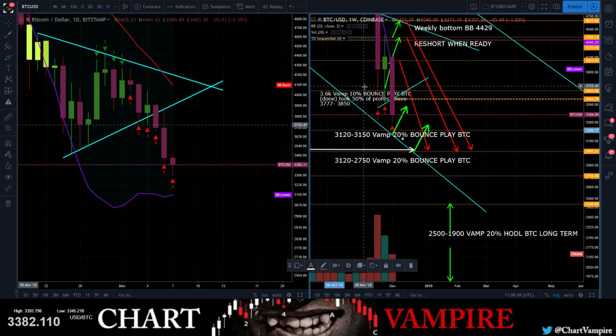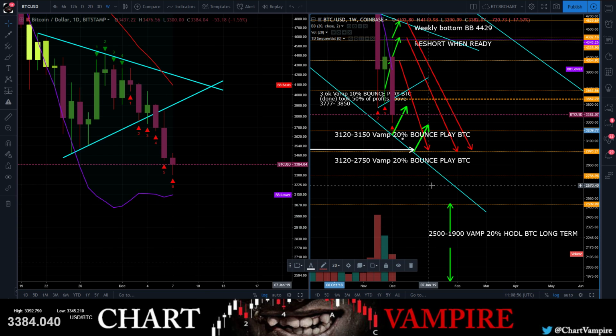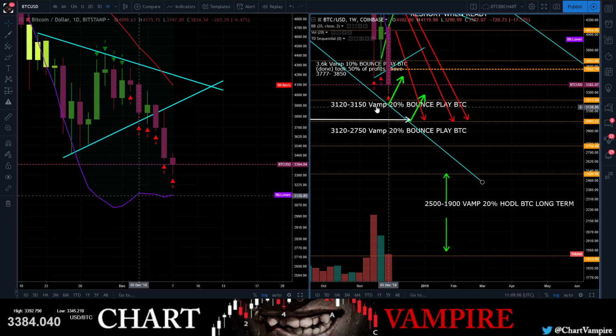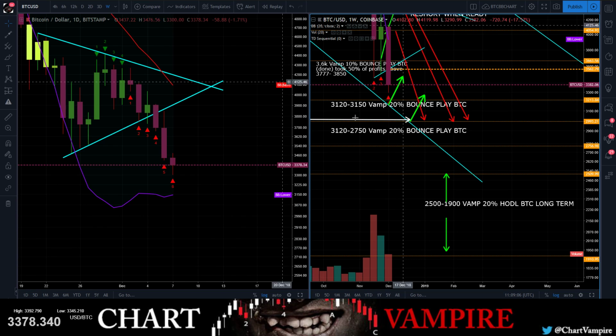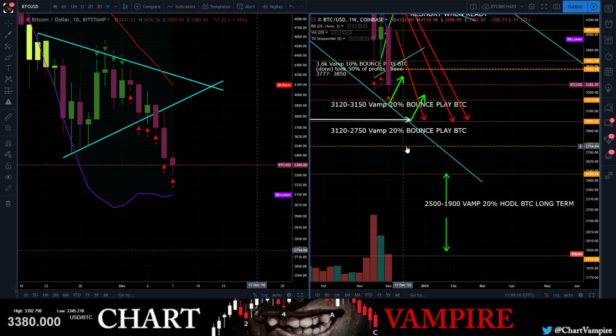Okay. So this is where we're at right in here. This is where we're playing the game. This is serious business right here. Now, as I've said, these are bounce plays only. We need to have a confirmation on the NVT chart that it's low enough, deep enough. We need confirmation on the ADX chart, on the Mayer multiple, so it's deep enough, so we know we get a true reversal.